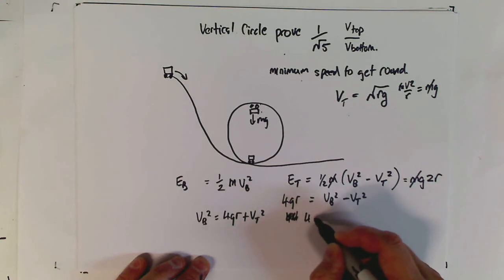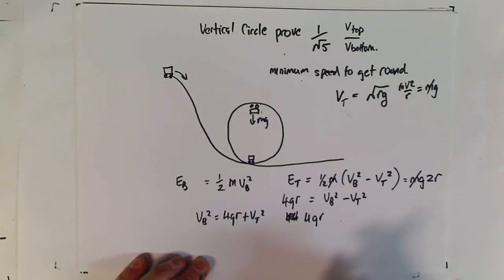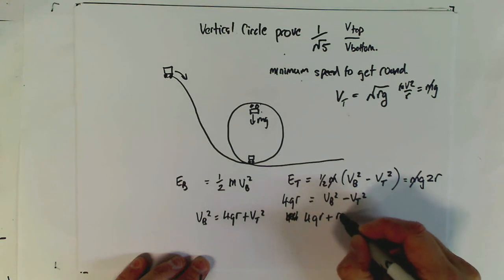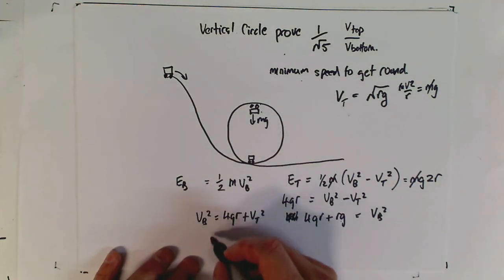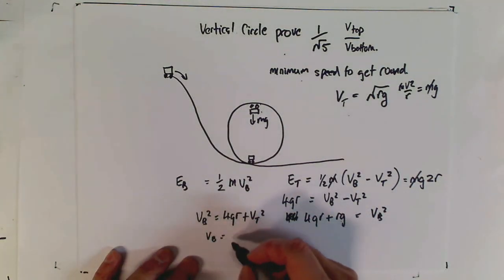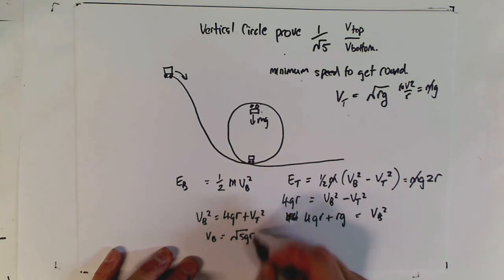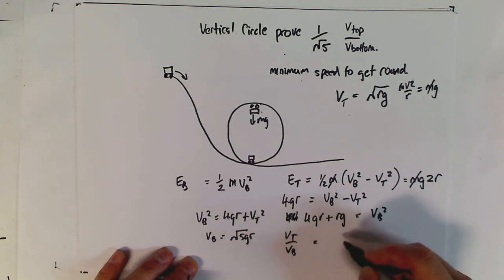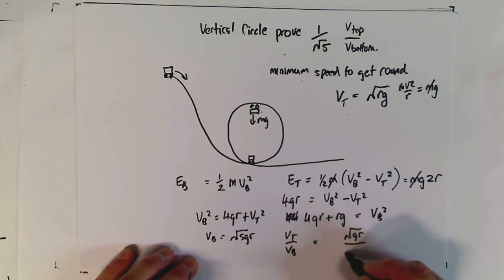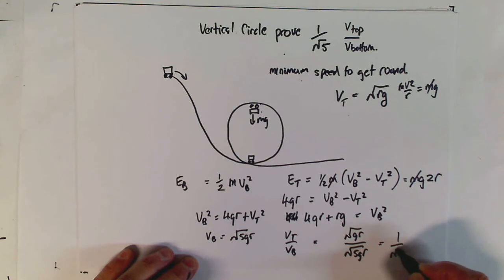Now, 4gr plus vt squared. Remember vt equals square root of rg, so vt squared equals rg, which gives vb squared equal to 5gr. So vb must be equal to the square root of 5gr. You can see we're getting closer. So vt over vb is equal to the square root of gr over the square root of 5gr, which is equal to 1 over the square root of 5.